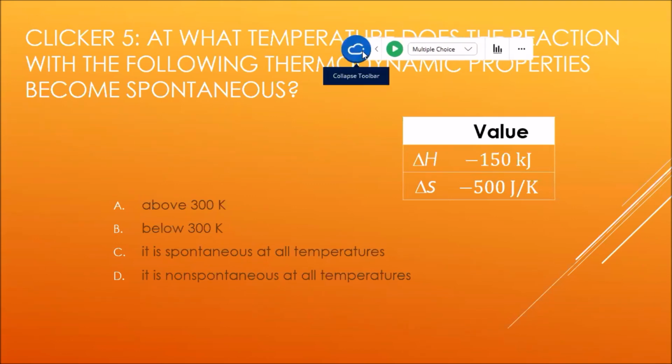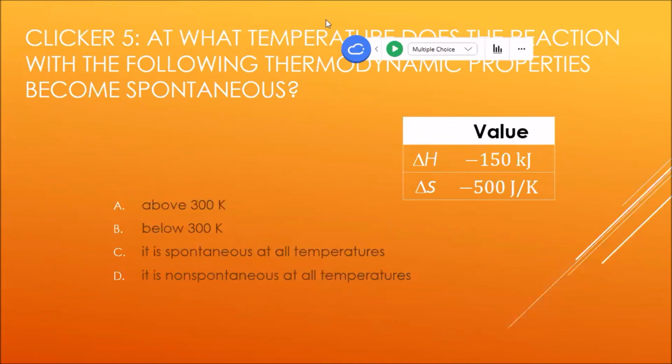It is below 300. So if you take negative 150 minus 200 times negative 0.5, you get a negative number. So above 300, it becomes non-spontaneous. Above 300, it becomes a positive number. So we take the 300, and then I'm confused on what we do next after that.